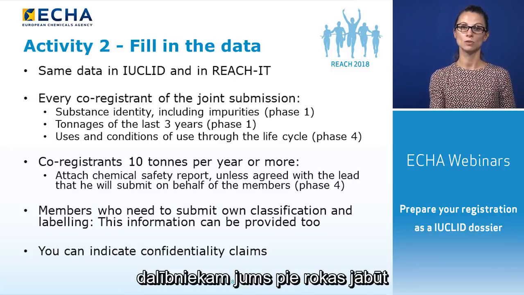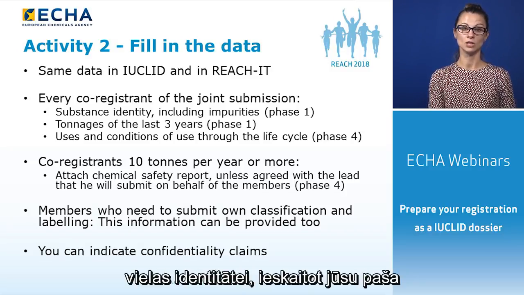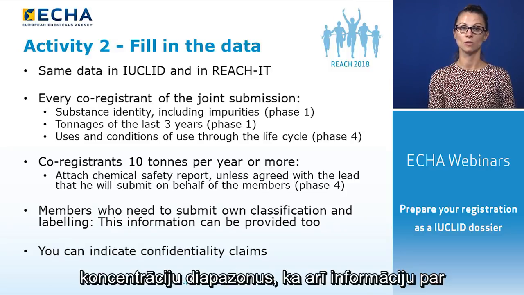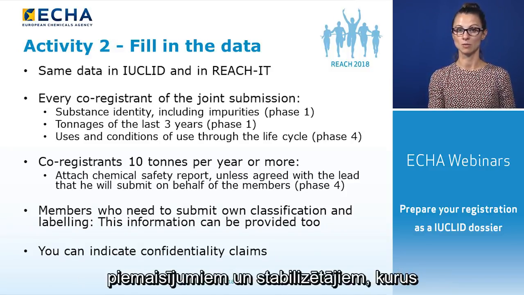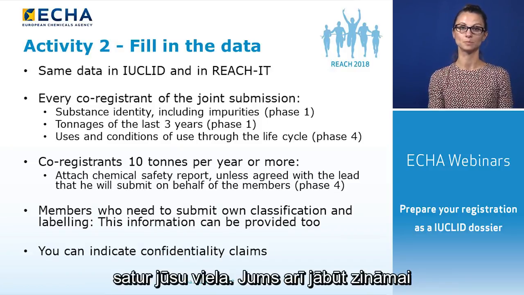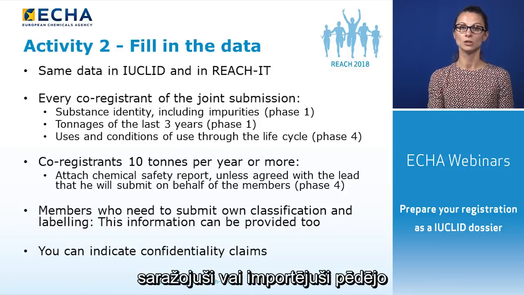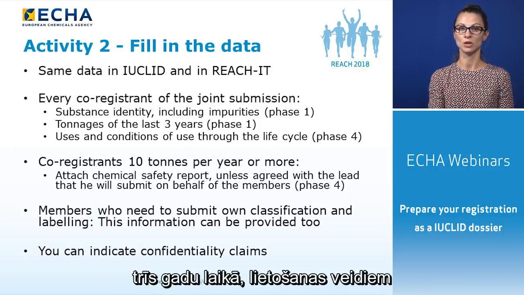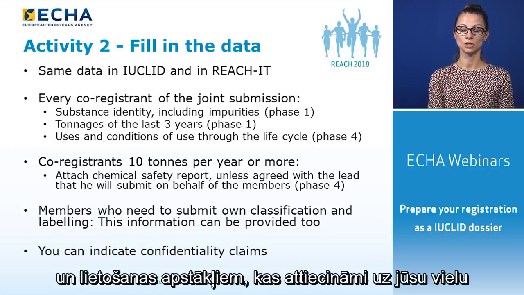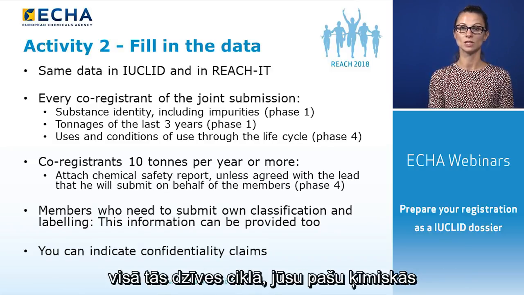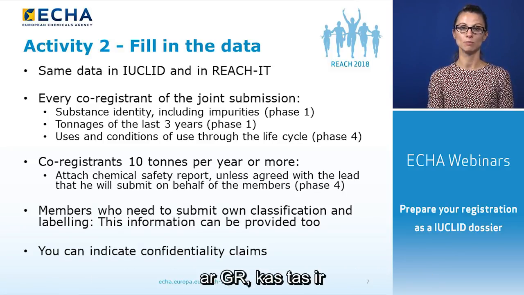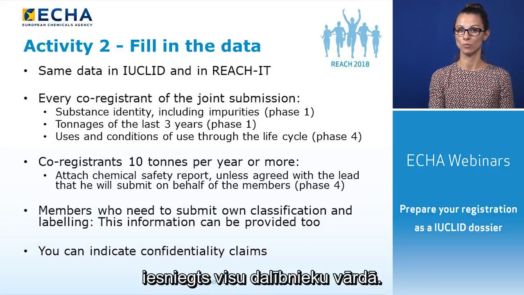As a member of a joint submission, you need to have at hand the substance identity, including your own concentration range and information on the impurity and any stabilizer contained in your substance. You need also to have the tonnage you have manufactured or imported during at least the last 3 years, the uses and conditions of uses of your substance through its life cycle, your own chemical safety report, unless it has already been agreed with the lead that the lead will submit it on behalf of all the members.